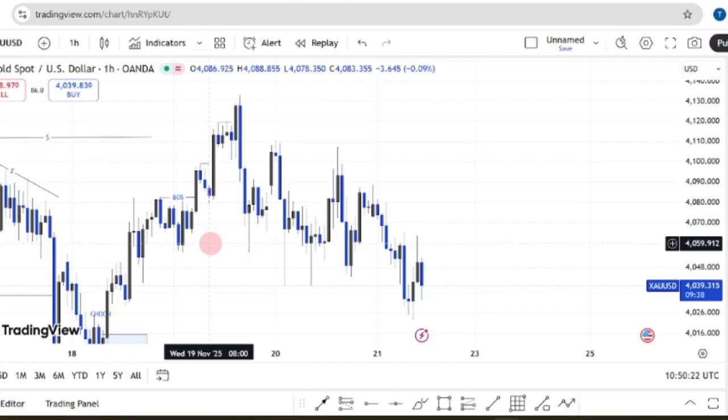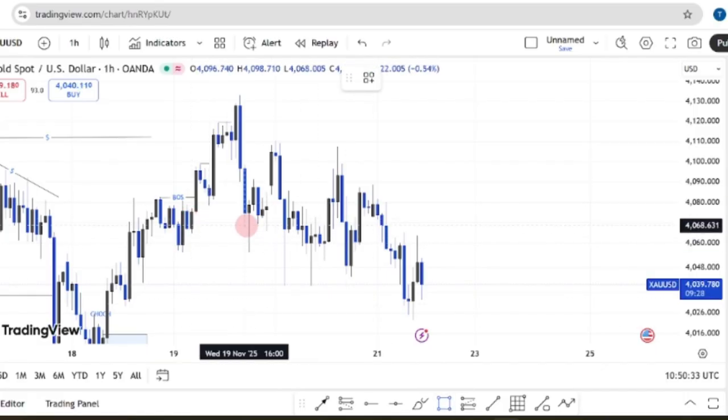let's do the 5-second rule. 1, 2, 3, 4, 5. So what can you see on this chart? Where is the order block? This is my order block.